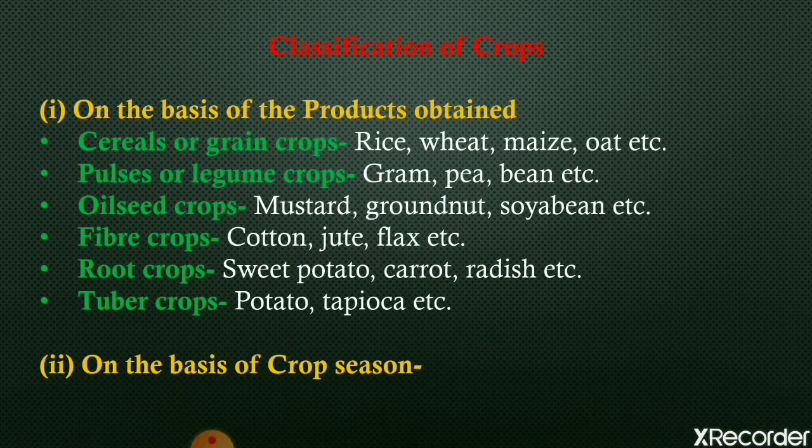Now, classification of crops, meaning how we can classify the crops. Crops can be classified on two bases. First one is on the basis of the products obtained, meaning what products we are obtaining from the crop plants. And next one is on the basis of crop season. So first of all we will see the classification on the basis of the products we obtain from a particular type of crop.